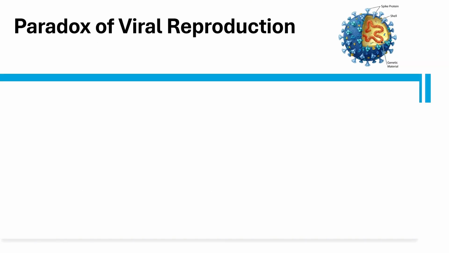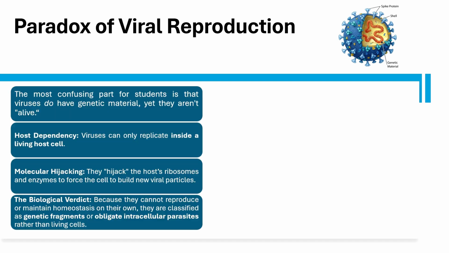This is where it gets very confusing. If a virus has DNA or RNA, which is the code of life, how can it not be alive? The answer lies in host dependency. A virus has the recipe for making more viruses, but it does not have the kitchen, the stove, or the ingredients to actually cook anything.